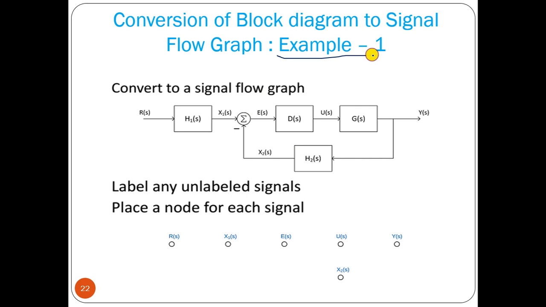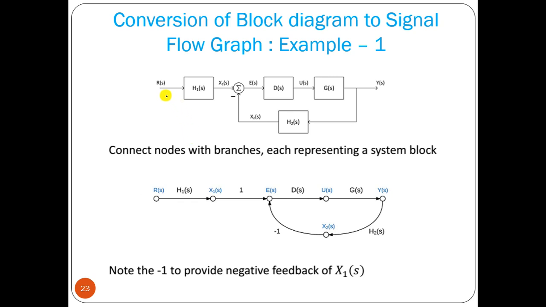Now we can take one example. This is a block diagram and we can convert that into a signal flow graph. So we have R(s) as one node, X1(s) another node, E(s) another node, U(s) another node, Y(s) another node, and here we have X2(s) another node. Right. Now we can connect. Between R(s) and X1(s) we have H1(s), so we take this value H1(s) as a branch.